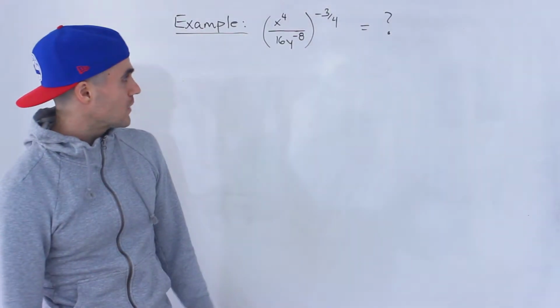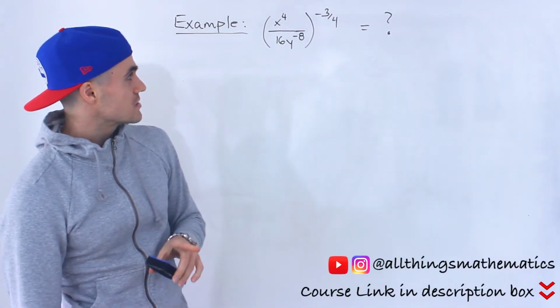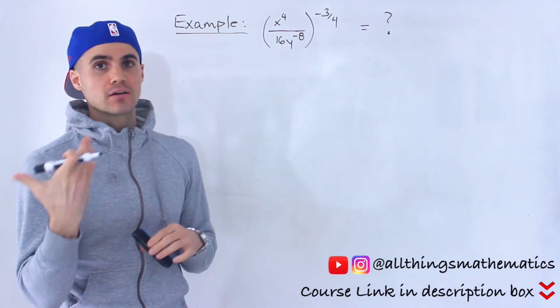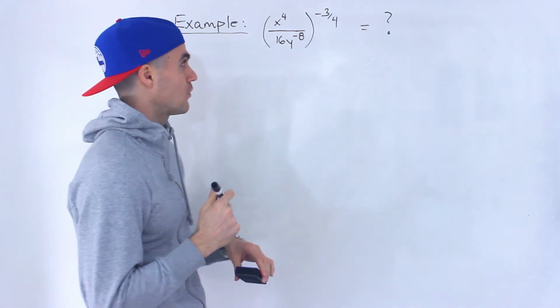Moving on to the next question. We have to evaluate this expression over here, x to the power 4 over 16, y to the negative 8, and then all of that is to the power of negative 3 over 4.